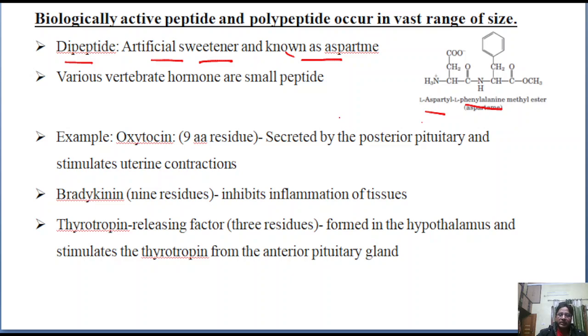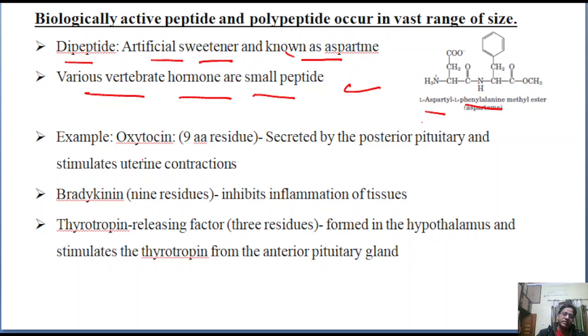It is known as an artificial sweetener. It is not a sugar in nature, but its taste is very sweet. So it is a dipeptide that tastes sweet, and it can be used as an artificial sweetener. And various hormones are also small peptides.